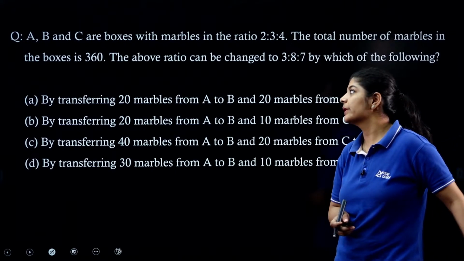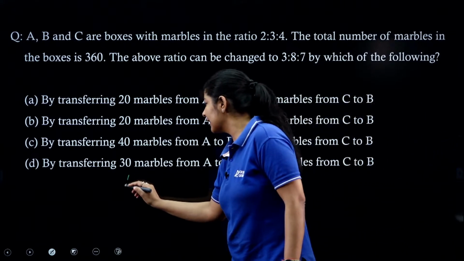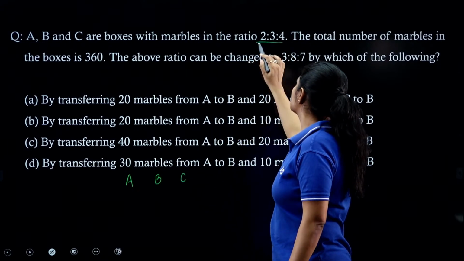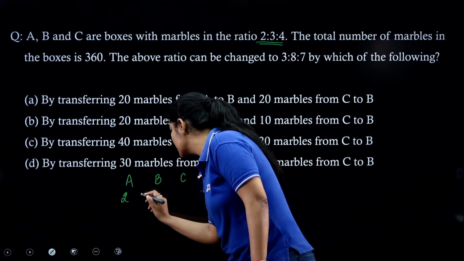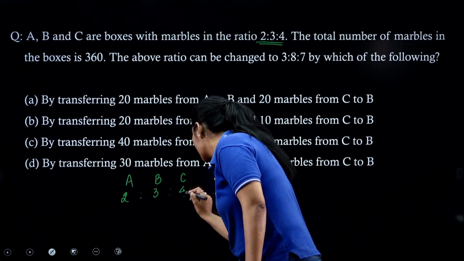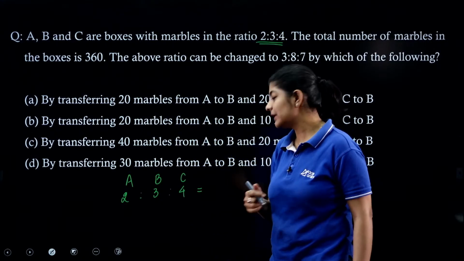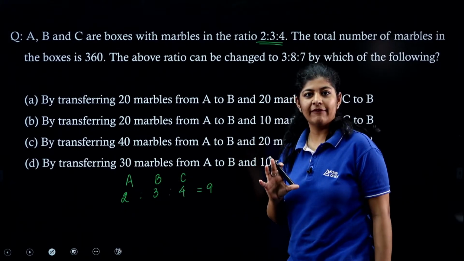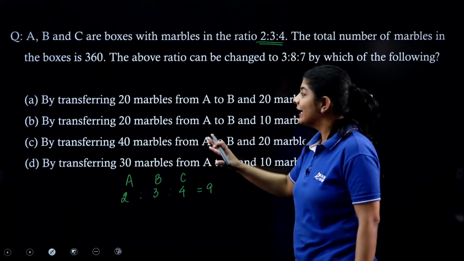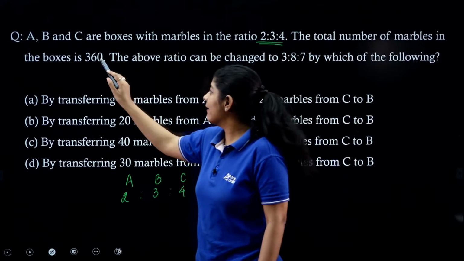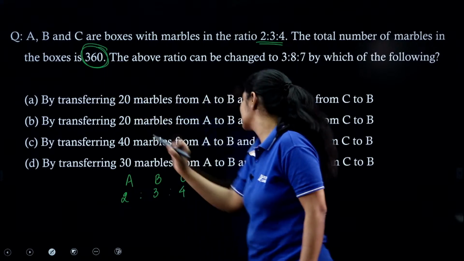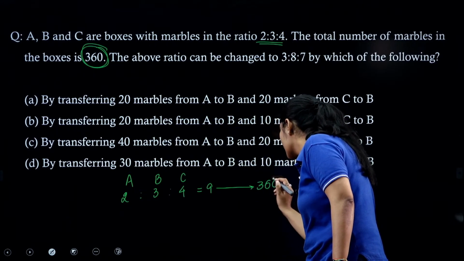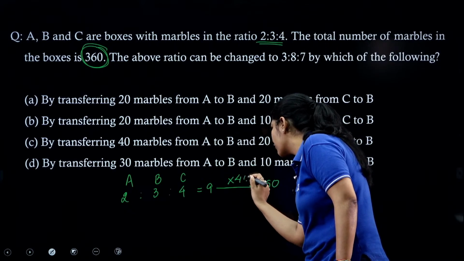Okay, let's start solving it. Here I have 3 boxes A, B and C. The initial ratio that we have is 2:3:4. That means 2 plus 3 plus 4, 9 marbles according to this ratio. But in actual value, how many marbles do we have altogether? That is 360. That means the value of this 9 is 360. That means it is present on the multiple of 40.